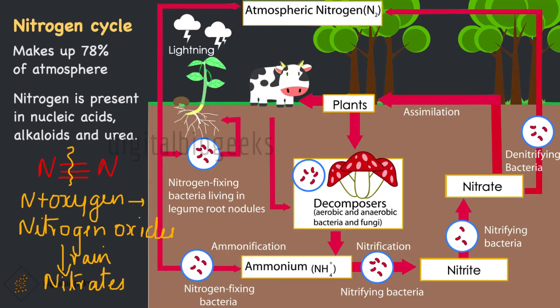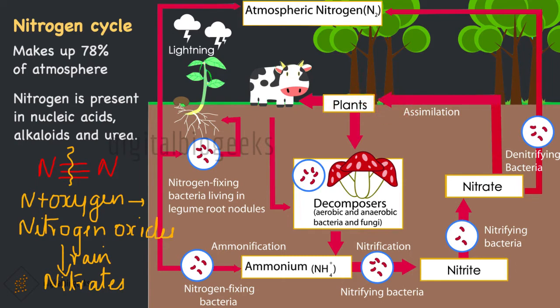In another way, the atmospheric nitrogen is converted into ammonia by nitrogen fixing bacteria. This nitrogen fixing bacteria is mainly present in the root nodules of the leguminous plants like the pea plant. These bacteria convert nitrogen into ammonia. Another set of bacteria known as nitrifying bacteria convert this ammonia into nitrite and nitrate. This nitrite and nitrate can be absorbed by the plants.